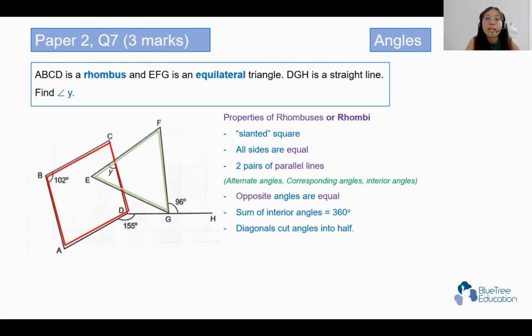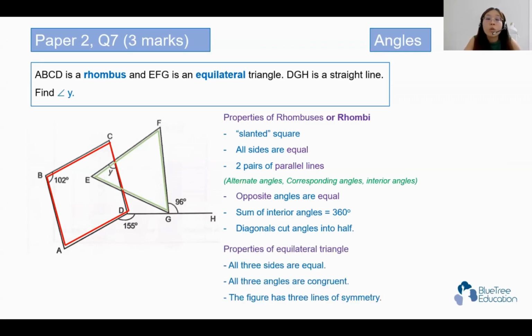So rhombus, you know that is actually a slanted square, right? So all the sides are equal. There are two pairs of parallel lines, okay? And opposite angles are equal. The sum of interior angles adds up to 360 degrees, okay? And the diagonals cut the angles into half. So these are the properties of rhombus that you must be very familiar with, okay?